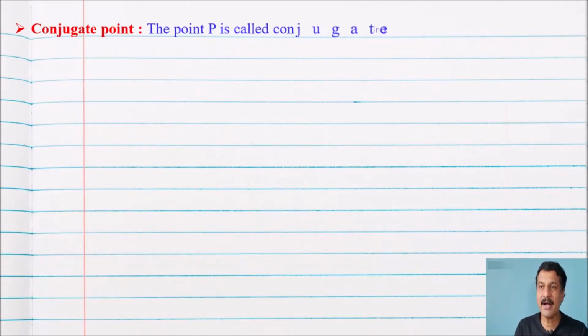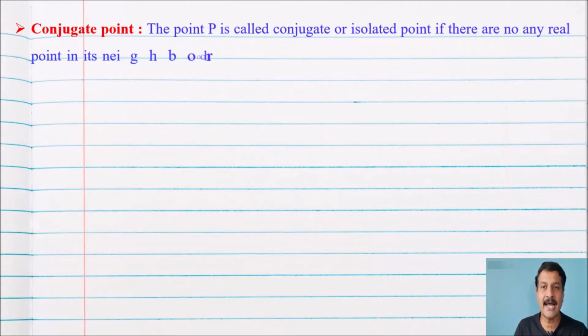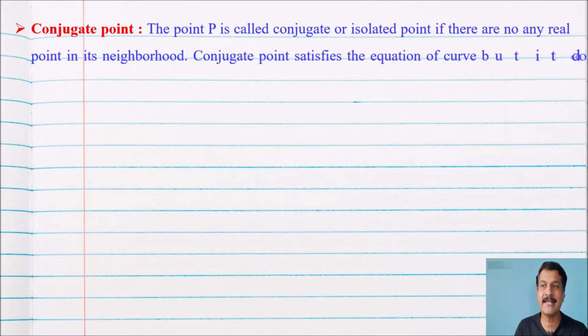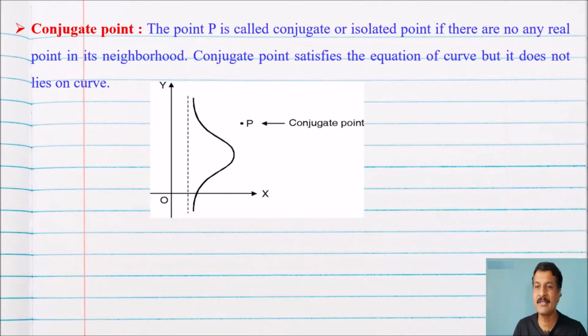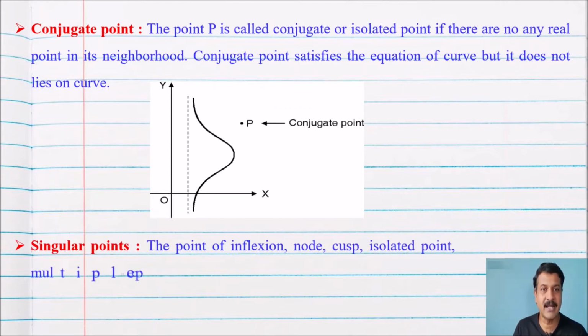Conjugate point: the point P is called a conjugate or isolated point if there is no other real point in its neighborhood. A conjugate point satisfies the equation of the curve, but it does not lie on the curve. For example here, the curve is different, the point is there, and that point P satisfies the equation of the curve, but it is not on that particular curve. Singular points: the point of inflection, node, cusp, isolated point, and even multiple points and double points are called singular points.